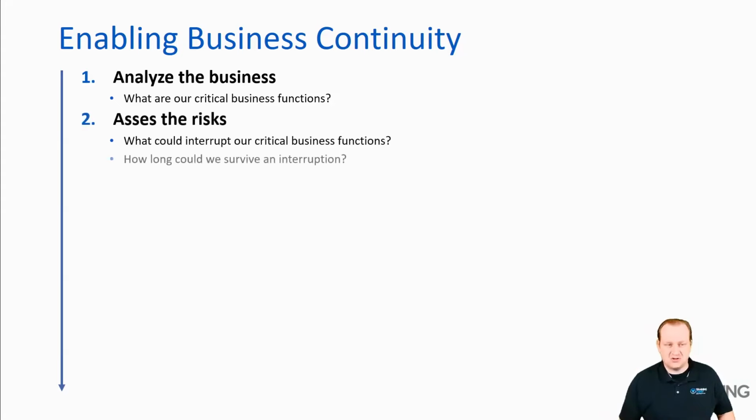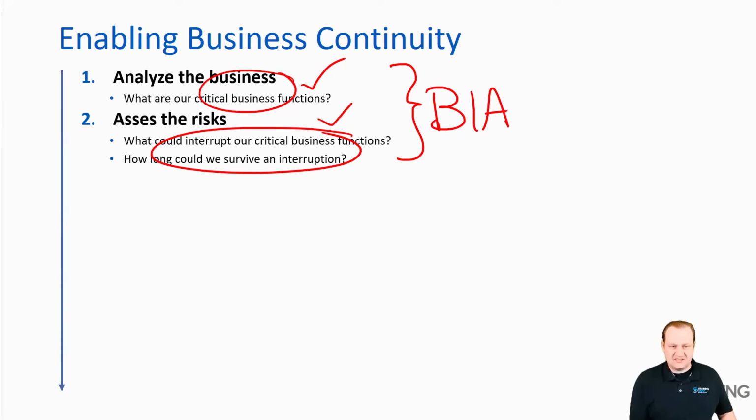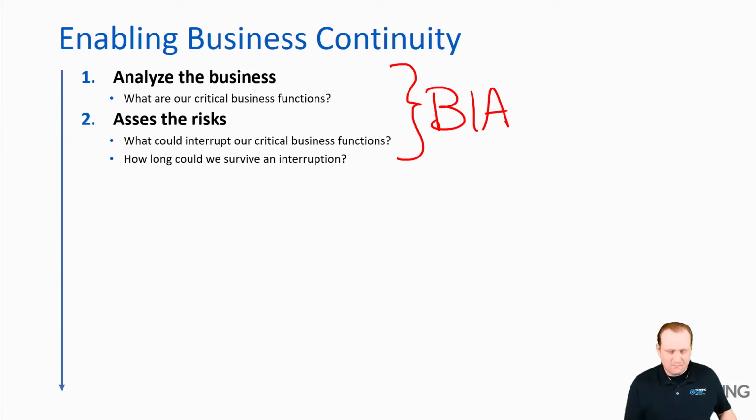They can then assess the risks. What would cause an interruption to said functions? And how long could we survive? It is these first 2 steps that I would say are the business impact analysis in a nutshell. What do we have to lose? What is the most important part of the business? Check. Hey, how long could we survive without those things? And what could happen to them?